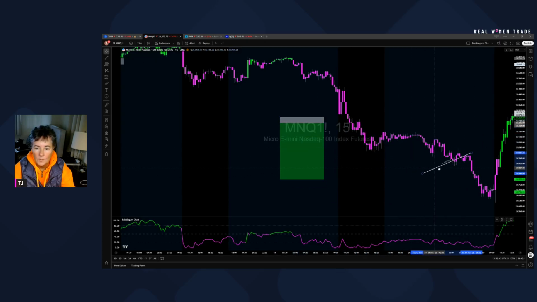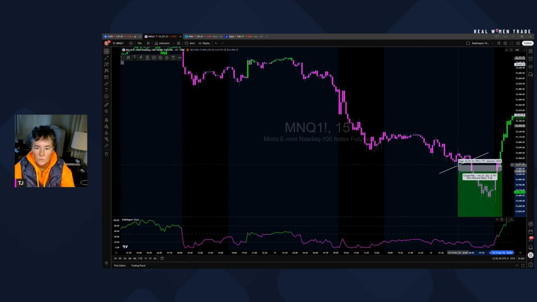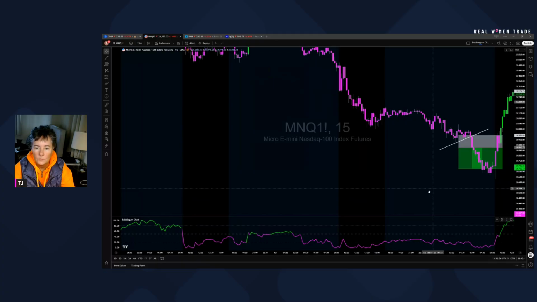Maybe take some profits, and right here, we're on this break. Enter short again with a stop above that candle. And that got you almost a 2 to 1.